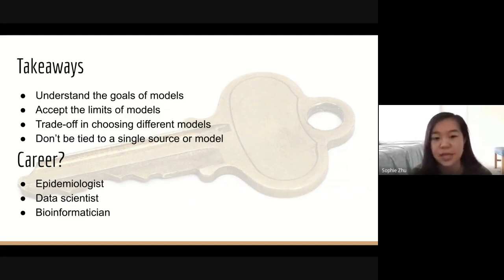If any of this really sounds interesting, I hope you will all consider these potential careers. So again, epidemiologists generally use a certain degree of mathematical modeling in their work. Data scientists also use models probably on a day-to-day basis, and also bioinformaticians.